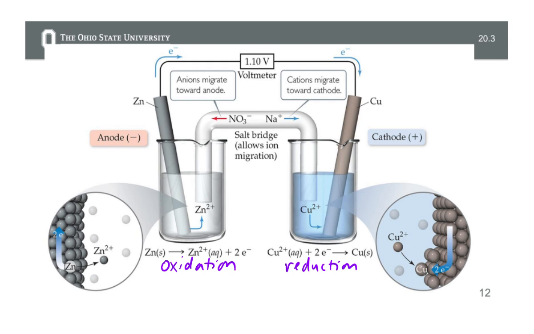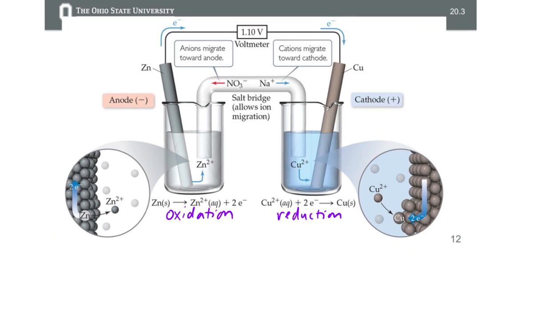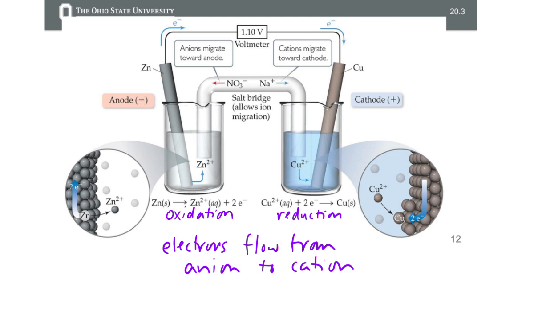So an important thing to note here is that electrons flow from the anode to the cathode. Okay. And almost always we draw the anode on the left and the cathode on the right.